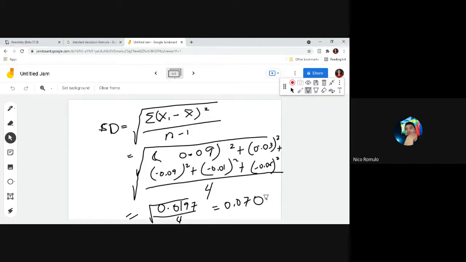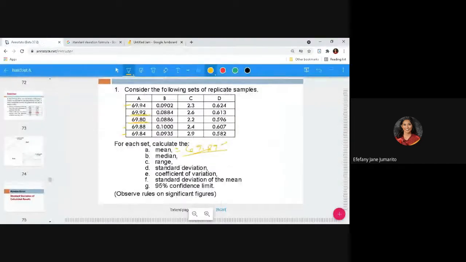Okay, so this is your standard deviation. It means that in ani kalayo ang imuhang data to each other. Okay, we have that one.